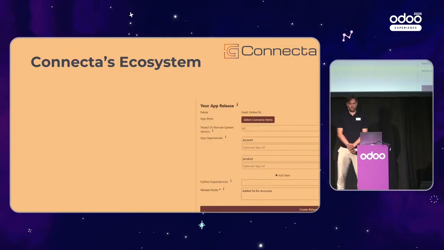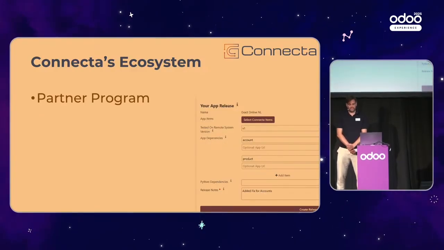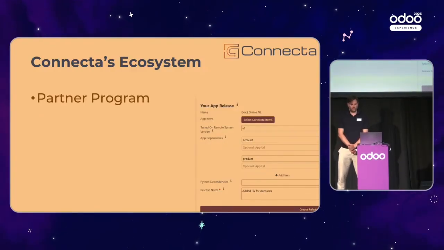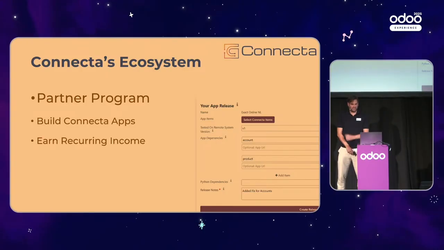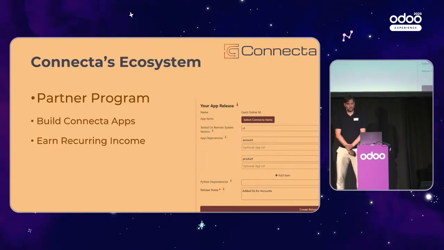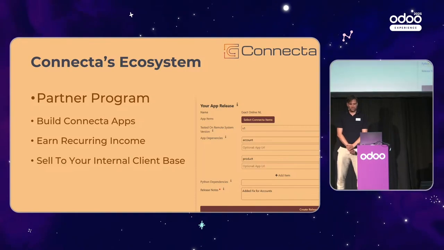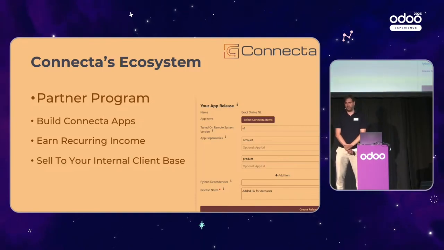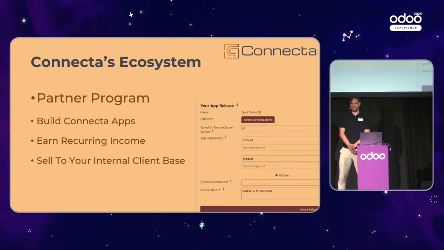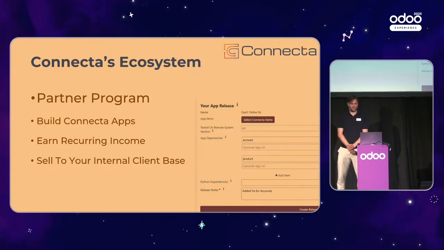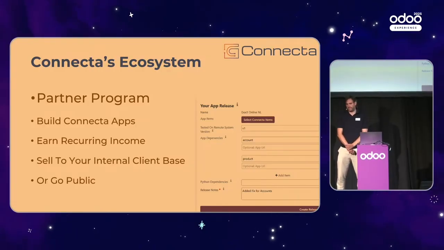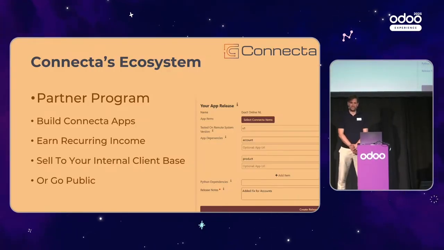So if you want to be the one that makes the apps, you can join the partner program. You can build your own Connecta apps. You can earn recurring income. Most of it is for the app builder. And you can sell to your internal client base, which is one of the options. Or if you're really confident that you understand the system you communicate with, you can go public. So that means that everybody that has Connecta can buy your app, and you're also able to support the app and sell maybe extra consultancy hours for it.